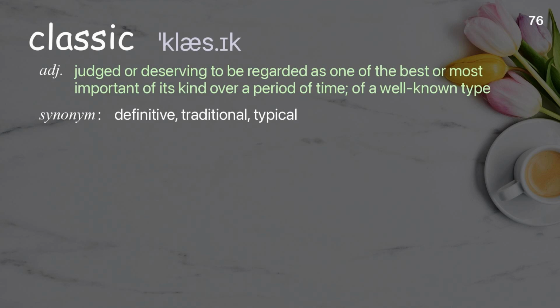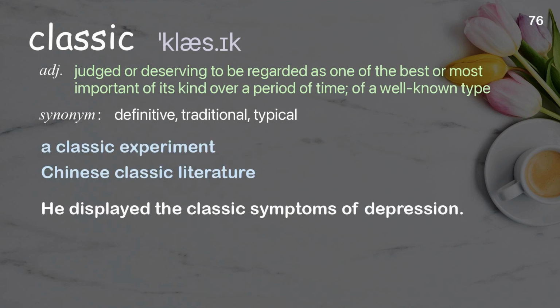Classic. Judged or deserving to be regarded as one of the best or most important of its kind over a period of time, of a well-known type. Examples: a classic experiment. Chinese classic literature. He displayed the classic symptoms of depression.